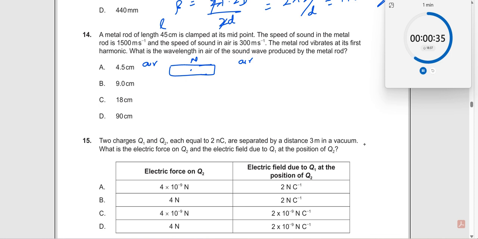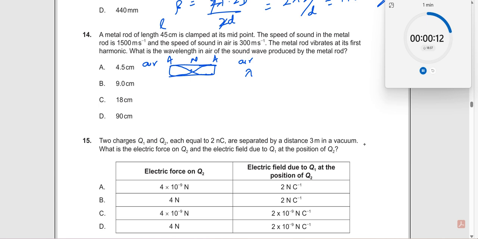The metal rod vibrates at its first harmonic. When you say it is vibrating at its first harmonic, which means this is a node, and this could be an antinode, this could be an antinode. So you get a stationary wave like this over here. And then it asks, what is the wavelength in air of the sound wave produced by the metal rod? Wavelength in air is asking you the wavelength here, in the sound wave produced by the metal rod.